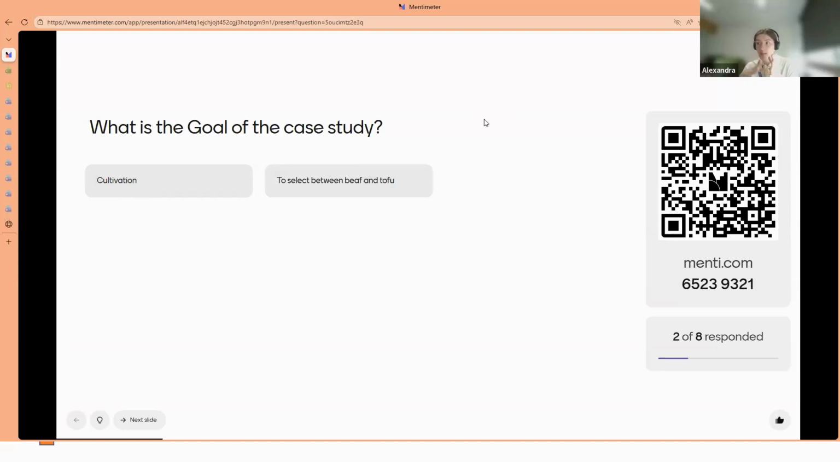The goal is to select which is better, beef or tofu. Yes, but I think mostly which meal. I've made the meals very simple, but which meal has the better environmental impact. So the objective would be to select the best meal and the stages that we would consider.